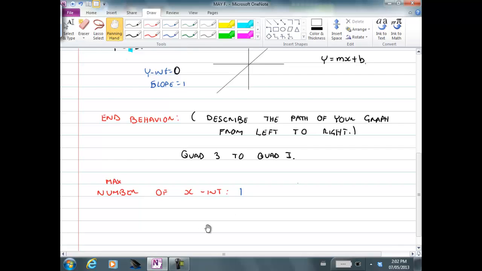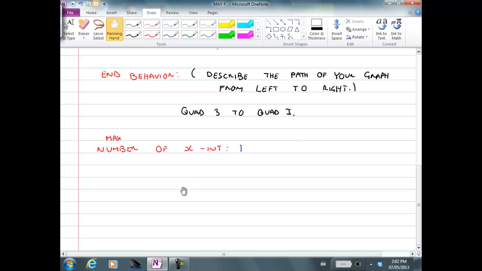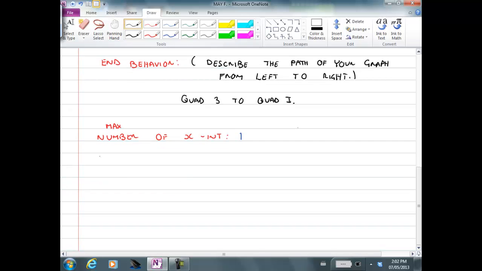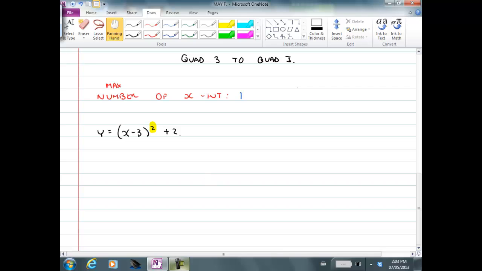In grade 10, actually grade 11, your teacher made it a bit more challenging. Y equals, I'm going to be a bit tricky, x minus 3 squared plus 2. Notice one thing. I have a coefficient now. The coefficient is 2. Jordan, what shape is this? It's a parabola.